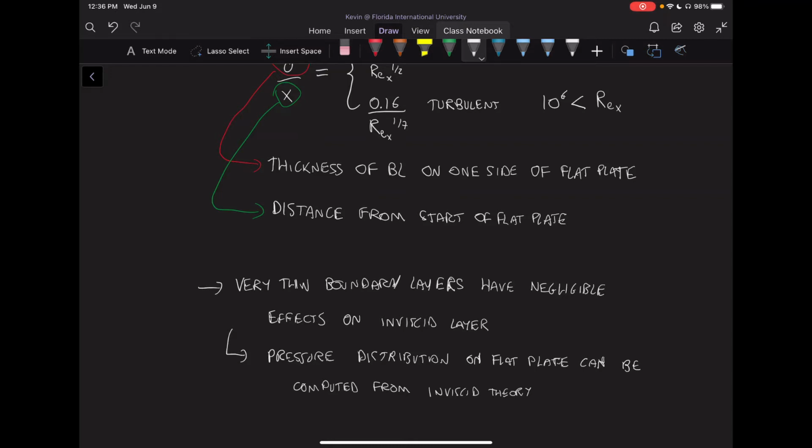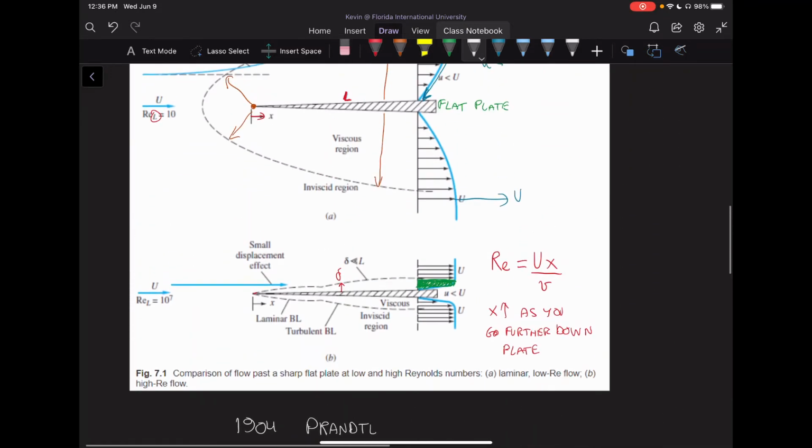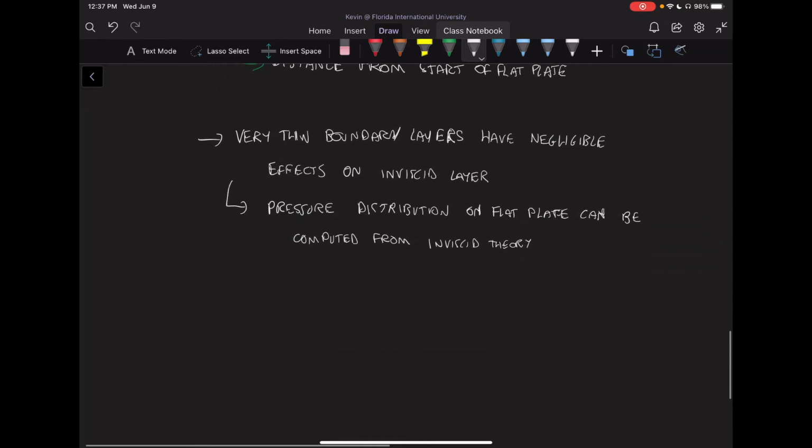So if we look back at our diagram above here, we see that we have a laminar boundary layer and a turbulent boundary layer, and they look pretty thick compared to the flat plate. What we need to understand is that this thickness is very exaggerated. Okay, so the thickness shown is actually pretty exaggerated. Okay, so the actual thickness in real life is very, very, very small. Okay, so that's important to note.